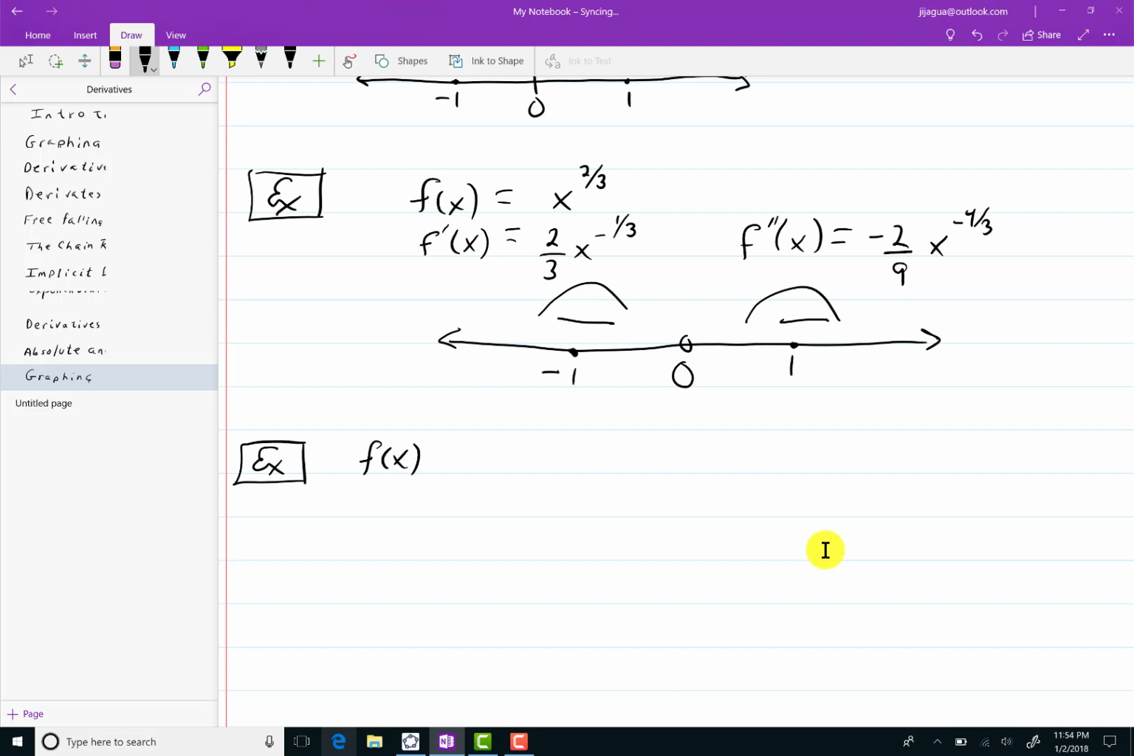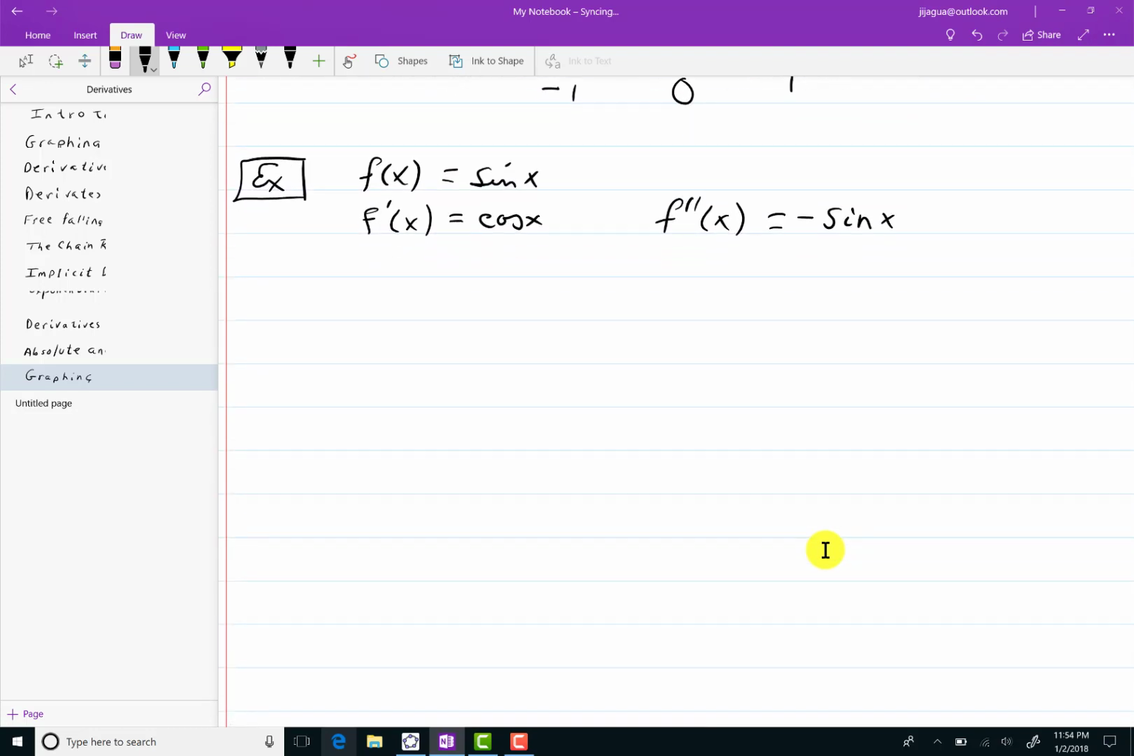f of x equals sine of x, and f prime of x equals cosine of x, and f double prime of x equals negative sine of x. Now, if I were interested, say, in the interval from 0 to 2 pi, so one complete period. Well, where is negative sine equal to 0? It's equal to 0 at 0, pi, and 2 pi. So these are critical numbers. And then let's put numbers in between here. Probably the easiest thing to do would be to put a pi over 2 here and then 3 pi over 2 here.